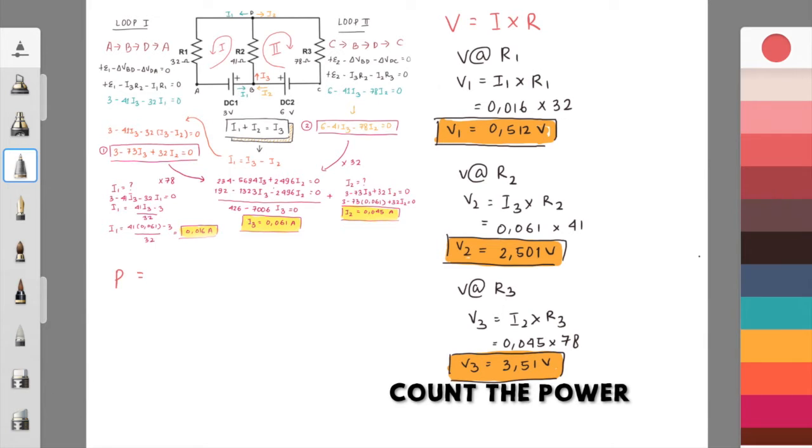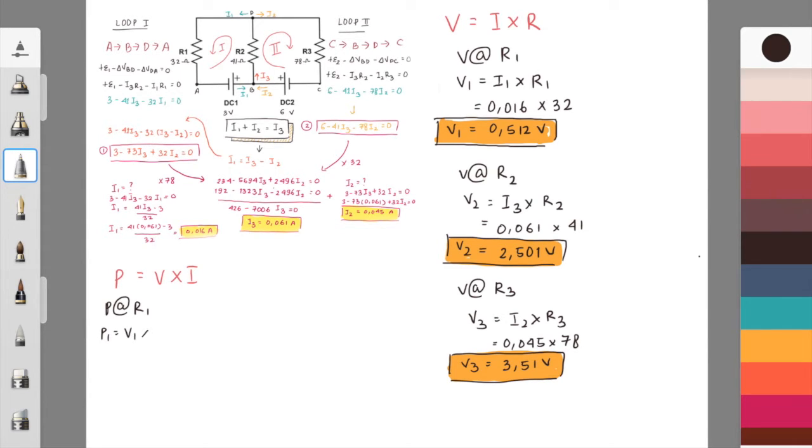Lastly, we will count the power in each resistor by using the formula P equals V times I. Thus, the P at R1 is 8.192 times 10 to the power of minus 3 watts. The P at R2 is 0.513 watts, and the P at R3 is 0.518 watts.